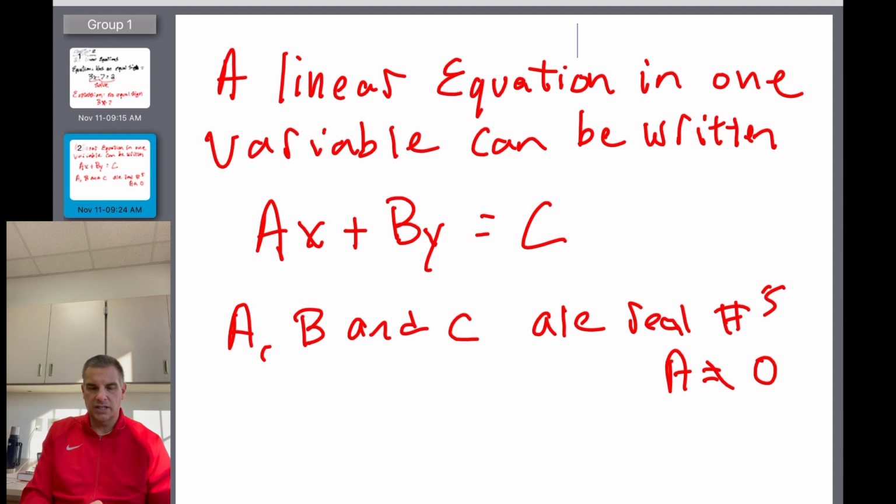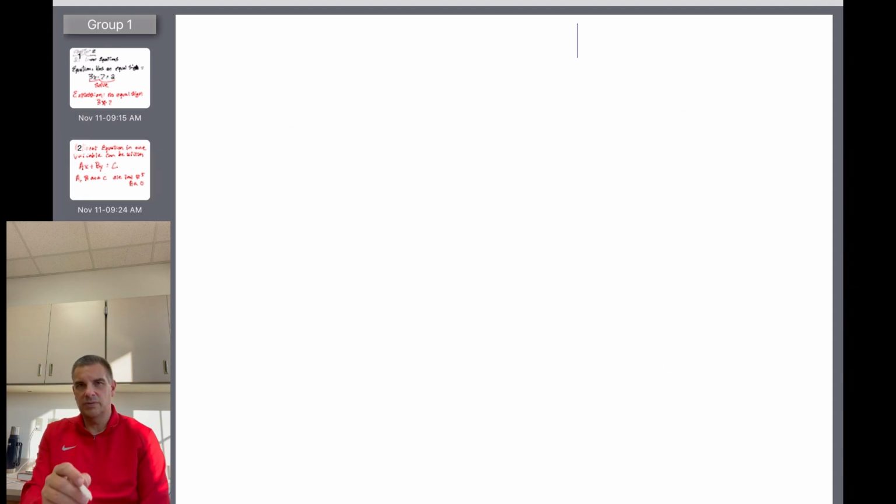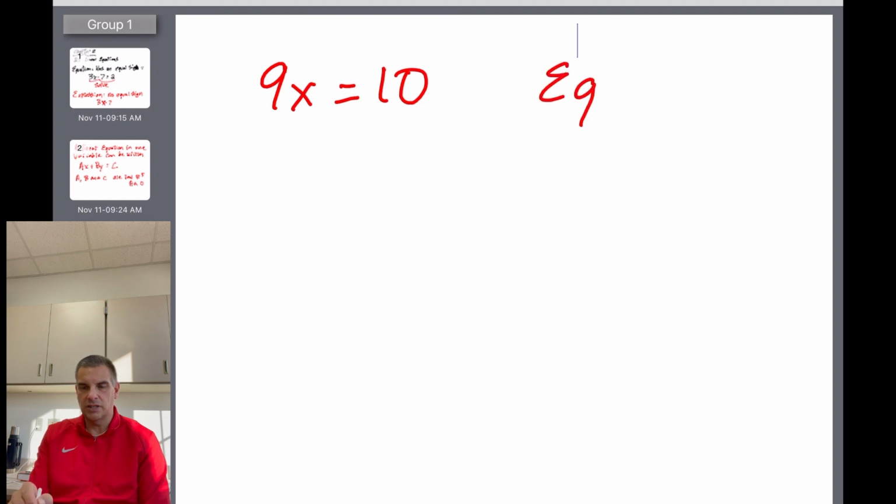So the first thing then that we want to do is say, okay, if we have something like 9x equals 10, first thing we want to decide is whether it's an equation or not. Is it an equation? It's got an equal sign, so it's an equation. Is it linear? Can it be written where we've got x equals something? Yes, so then this is linear as well.